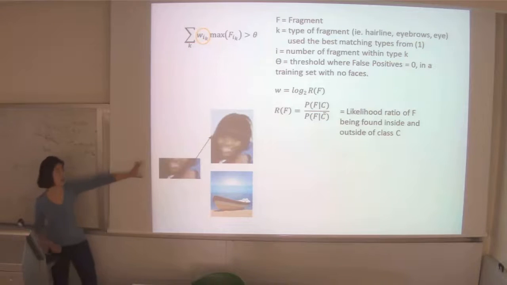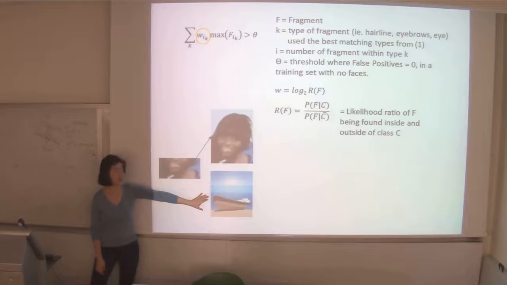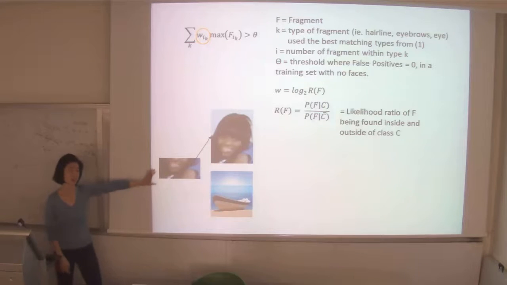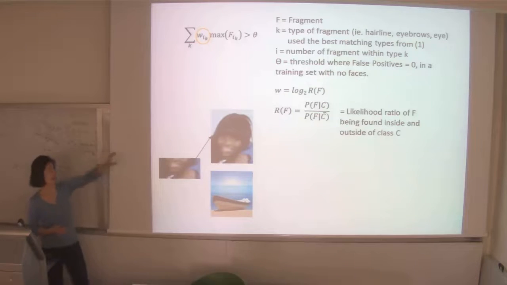Now if you had a larger fragment, then it's much more likely to be in the face and much less likely to be in the non-face, because it's very specific. So your likelihood ratio would be much higher. So that's what the ratio represents. And for each image, they sum up all these weights for each type of fragment. So hairline, nose area, eye area, and so on and so forth.